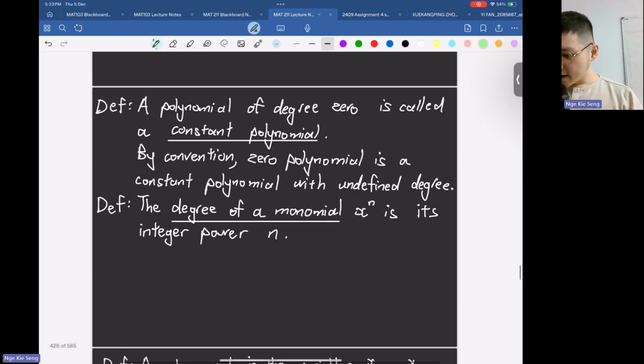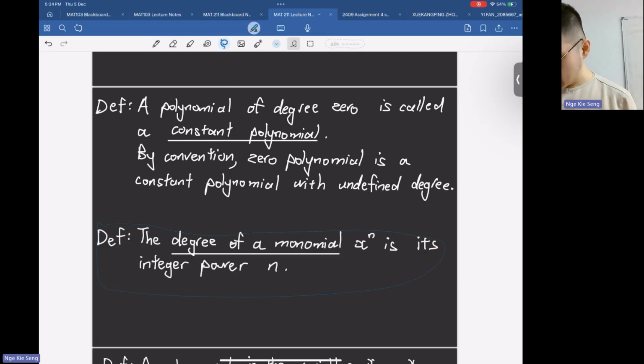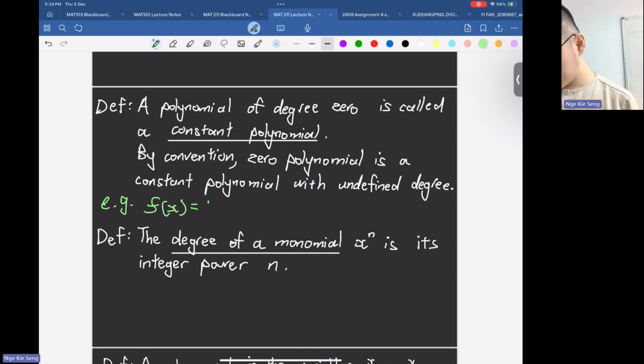So far so good. And then a polynomial of degree 0 is called a constant polynomial. What does it mean? Degree 0. So for example, f(x) equals 1. Because 1 is 1 times x to the 0, and the highest integer such that the coefficient is not 0 is x to the 0. So that's why we need to introduce degree first, so that we can talk about different degrees.